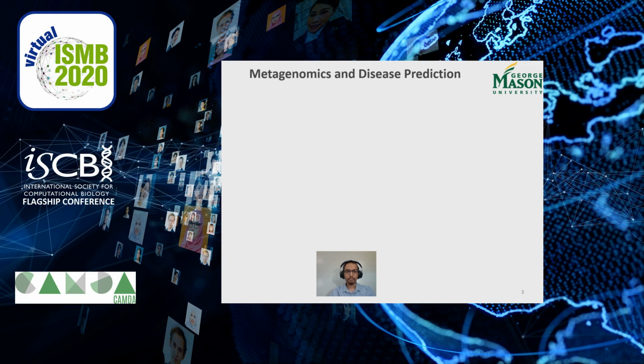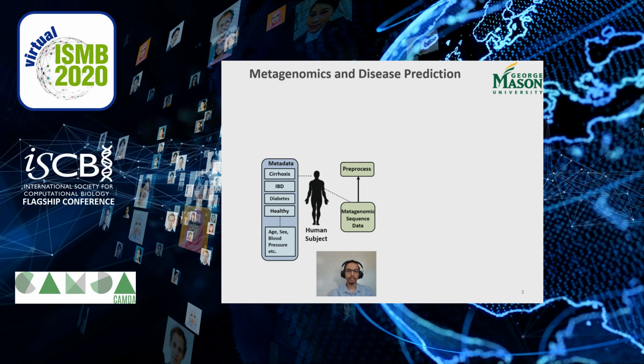So the specific aim for this project is to predict disease from whole metagenomic data. What we mean by that is, given a human subject, we have access to the metadata. For example, if the person is suffering from a certain disease, like liver cirrhosis, IBD, diabetes, or if the person is healthy. We also have access to the metagenomic sequence data, which is subjected to heavy preprocessing.